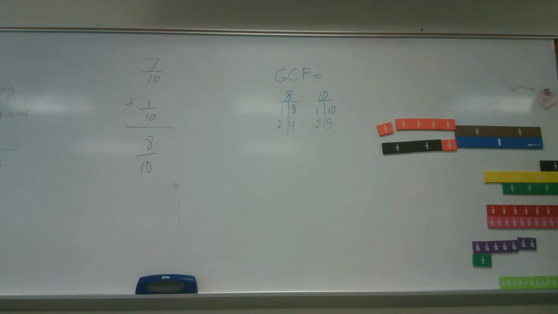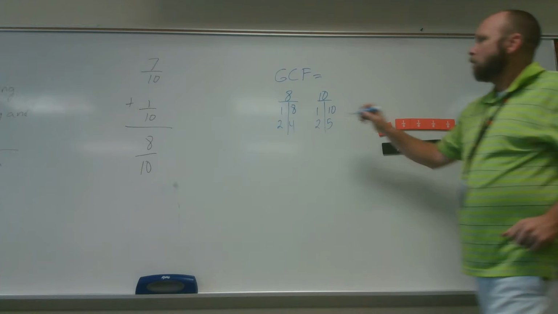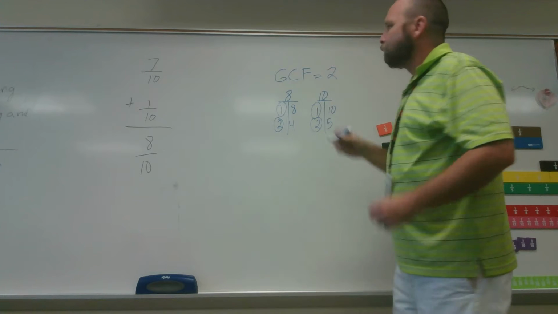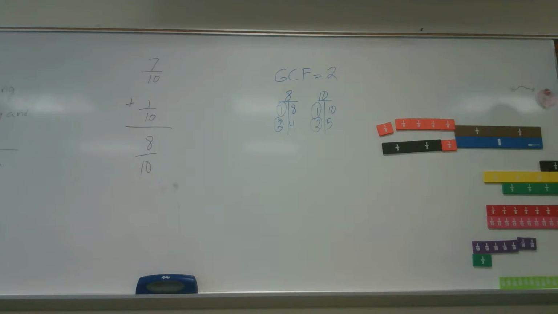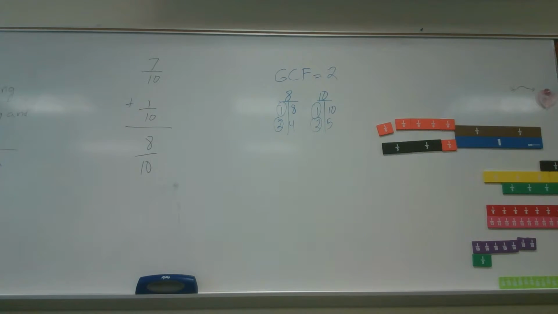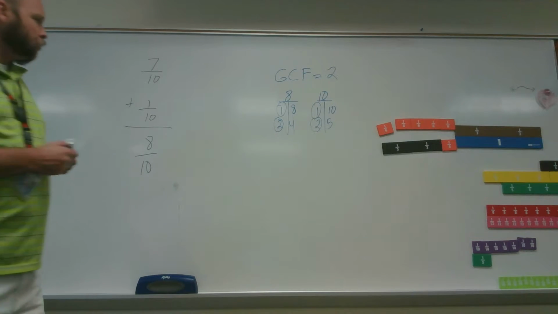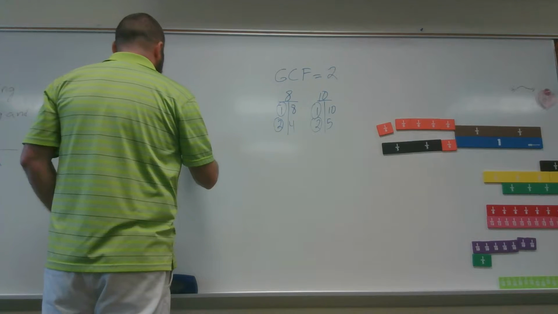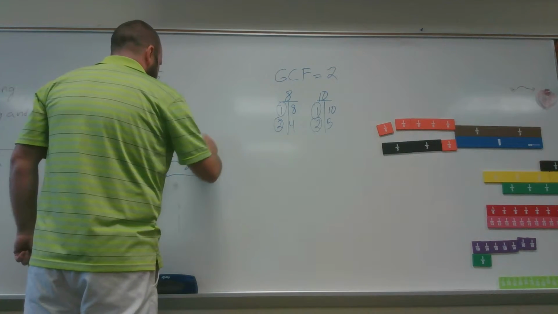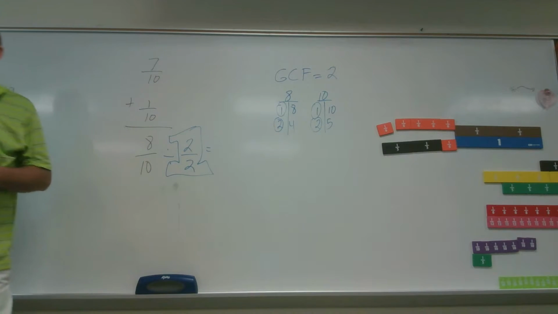Hannah? 2. Good. They have a 1 in common, and they have a 2 in common. Therefore, the greatest common factor is 2. So now, what do we do with that greatest common factor? As a reminder, from what you did last year, you simplify by dividing both the numerator and the denominator by that greatest common factor.